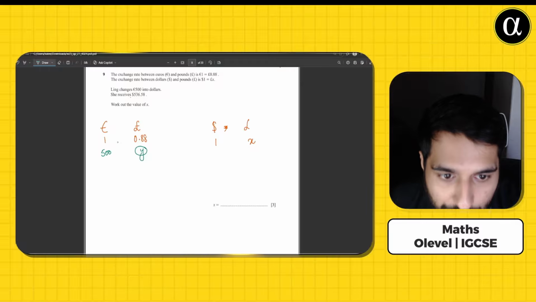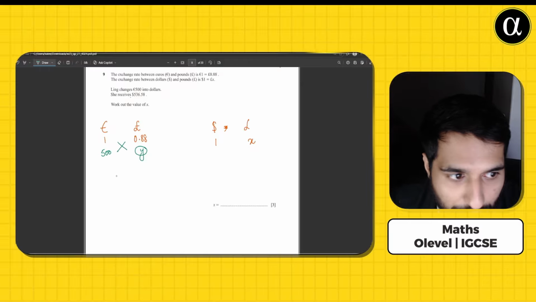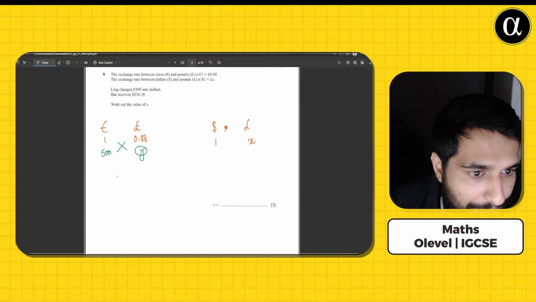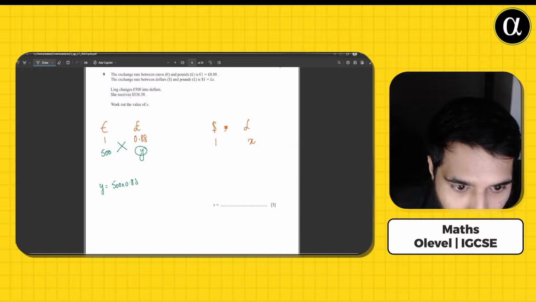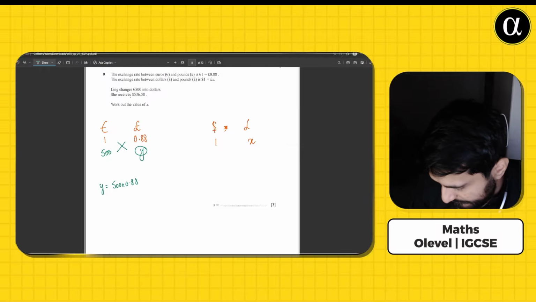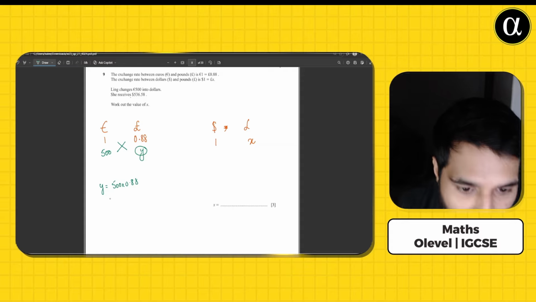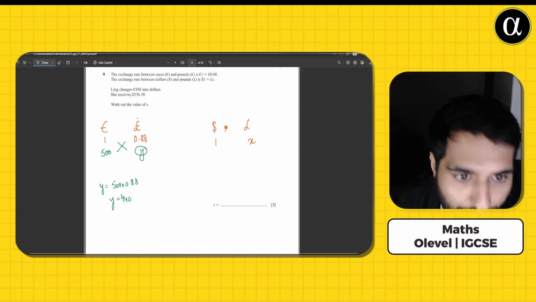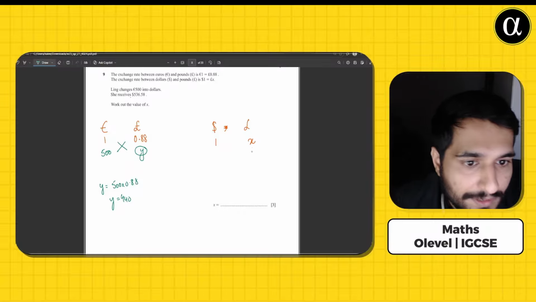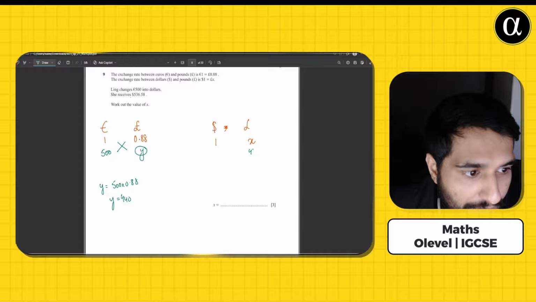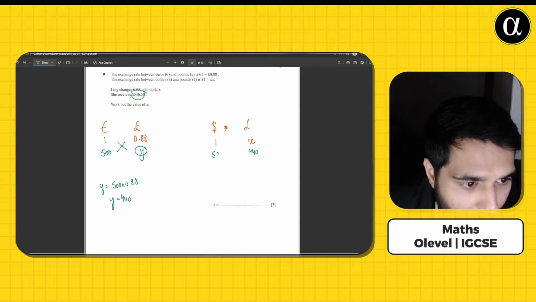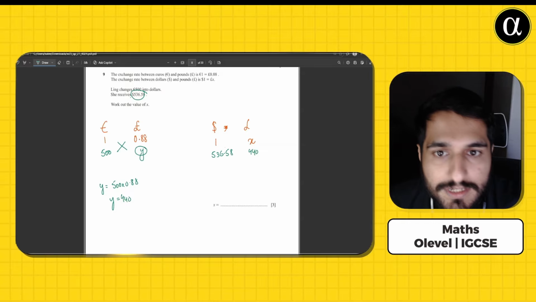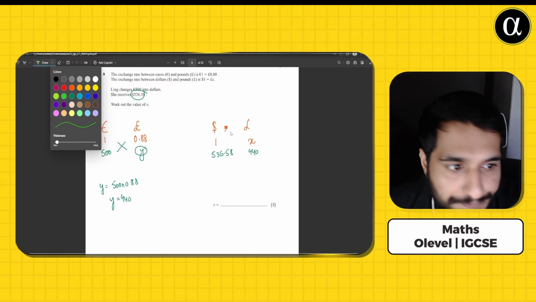So we solve it to find the value over here first. This has to be y is equal to 500 times 0.88, and this would give us 440. This is 440 what? 440 pounds. So we will write it here, 440, and this value is equivalent to $536.58, and we do cross multiplication over here to further solve this.